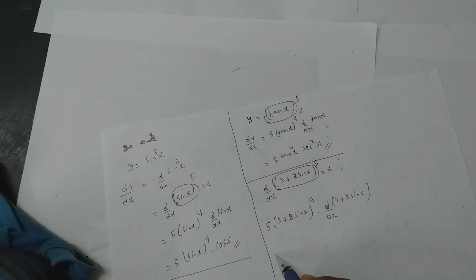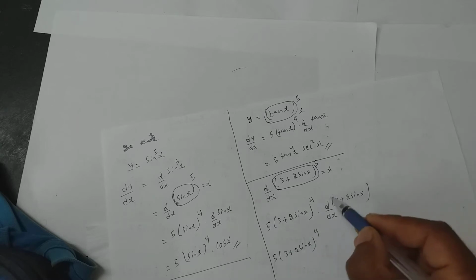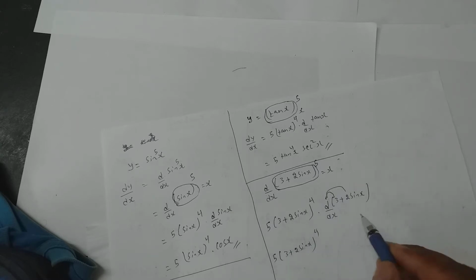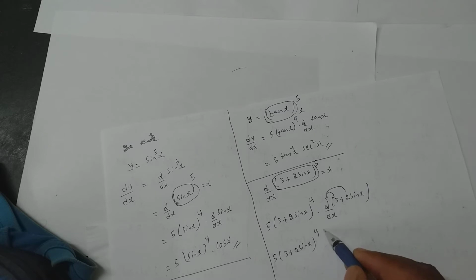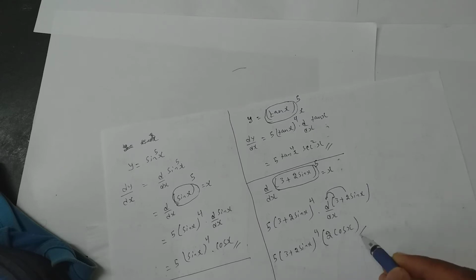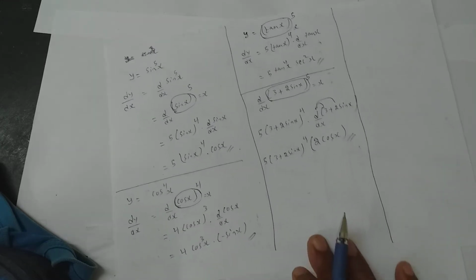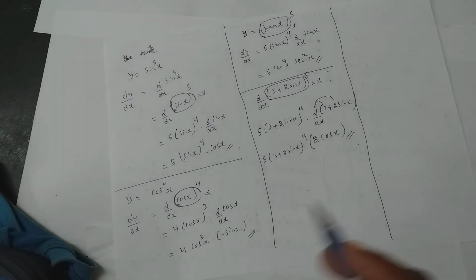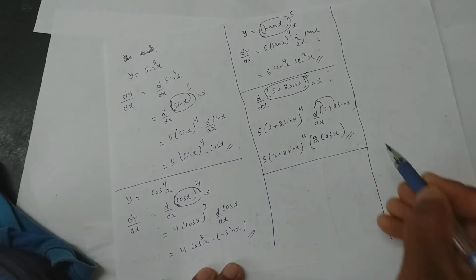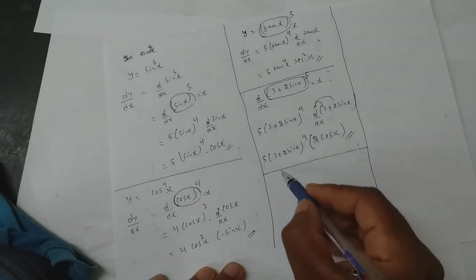So it becomes 5 into (3 + 2 sin x)^4. This applies to each term. When it is applied to 3, it is 0. When it is applied to 2 sin x, 2 comes out. Differentiation of sin x is cos x. So this is the answer. Am I clear? With all these examples I am telling you how I am considering it to be x and at the end placing the differentiation of my assumption. Clear? Now one more example.